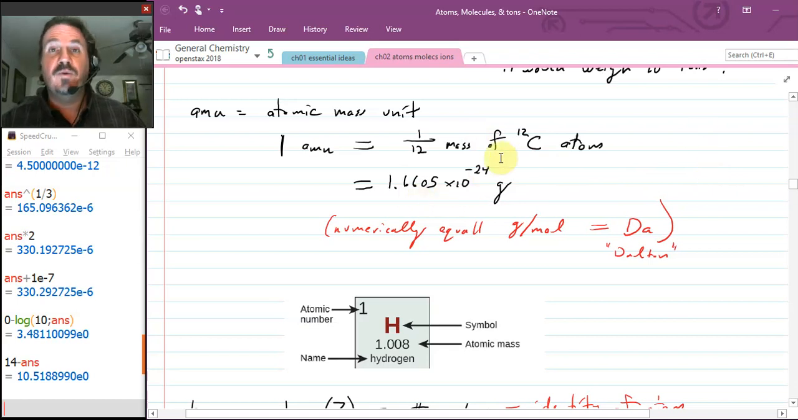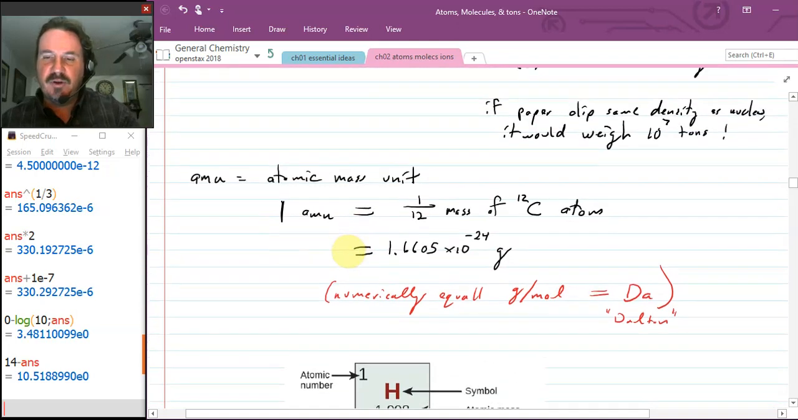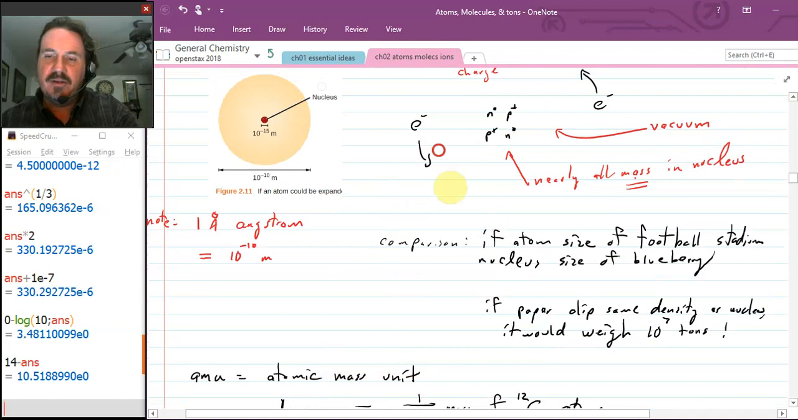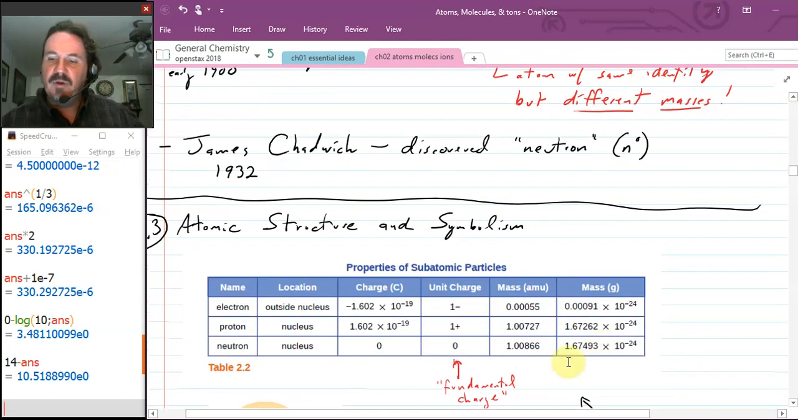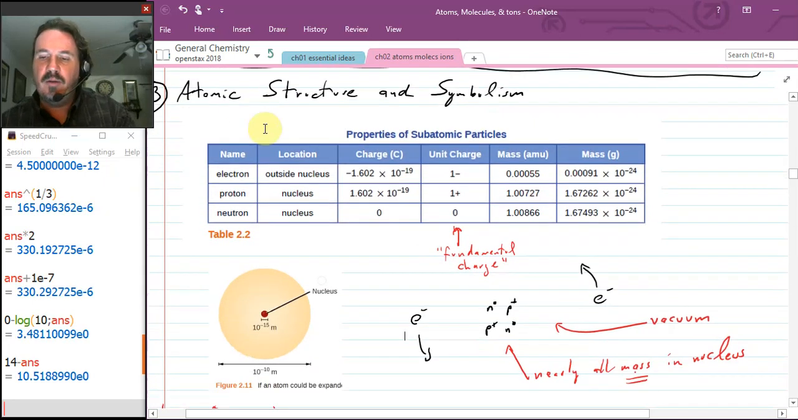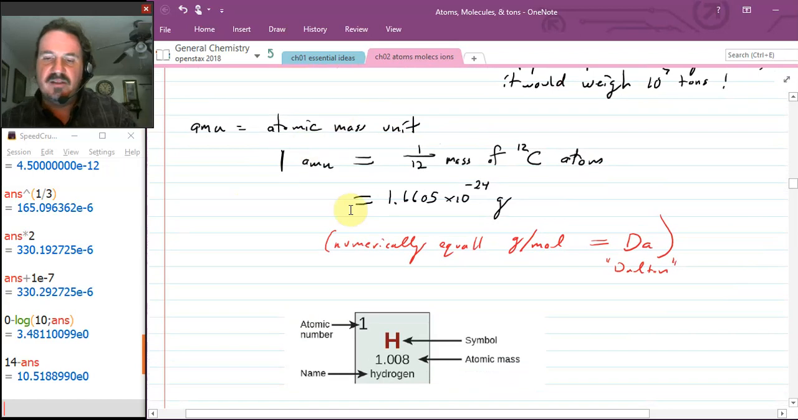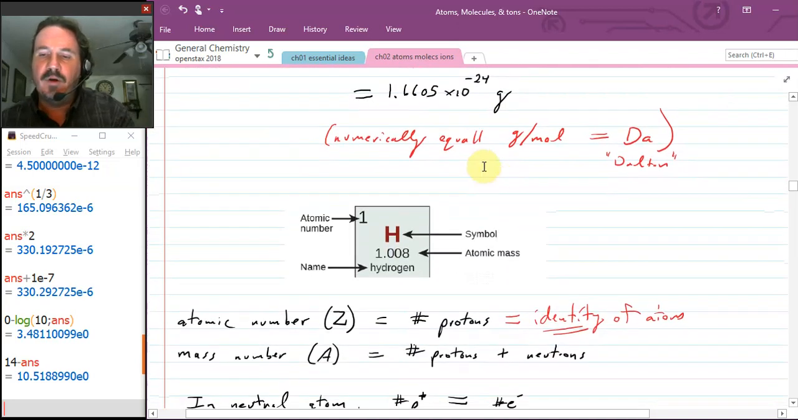All right, how much does that turn out to be in grams? 1.6605 times 10 to the minus 24. Again, crazy small, hard to even imagine. But that's approximately how much one proton or one neutron weighs. If we go back up to that table, when we look at that mass, 1.67 times 10 to the minus 24. So again, pretty close. They almost weigh the same thing. There's a small difference between an AMU, 1/12 of carbon-12, and the actual weight of a proton in an atom. Not going to worry about that. That goes to more nuclear subjects, and we'll get to that in a later chapter.